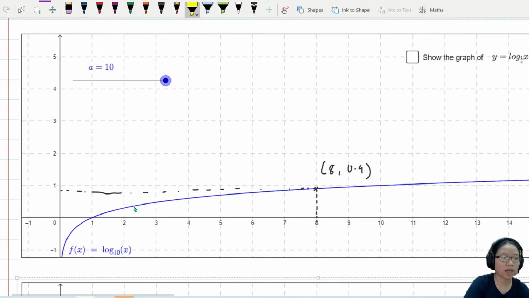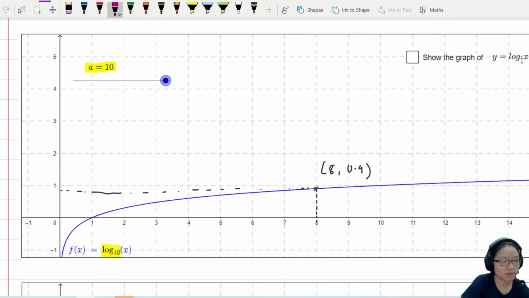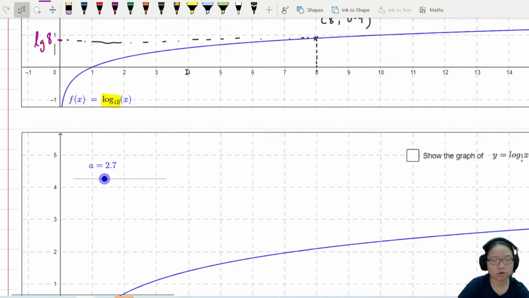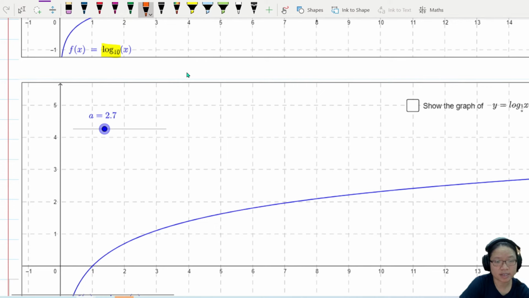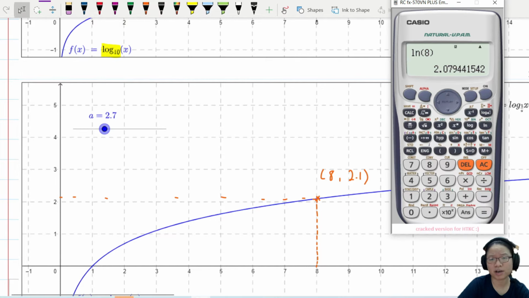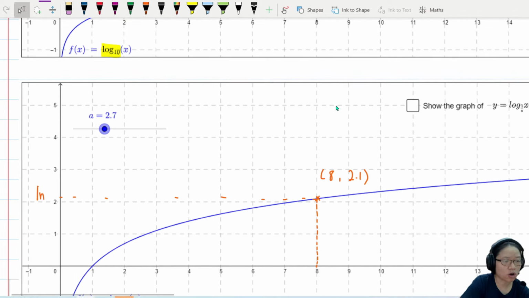So let's say I look at log base 10, when your A is equal to 10, this value here will be lg 8, this point. If I go to this graph and I look at 8, obviously the number is different because the base is different. So if I extrapolate this part here, I think it looks like 2.1. This coordinate here is 8, 2.1. So if we check with our value, it's about 2.1. So this value here is ln 8.